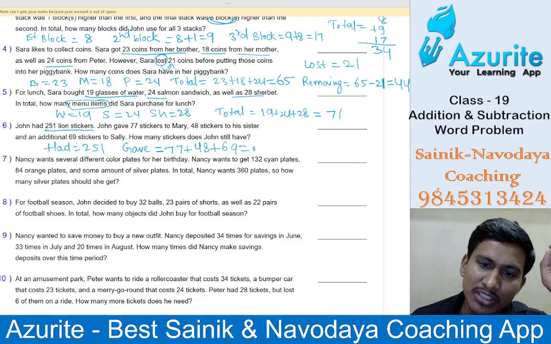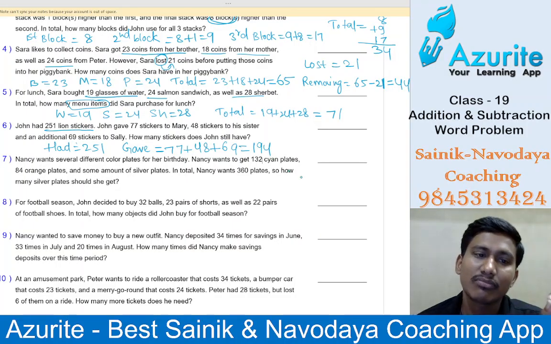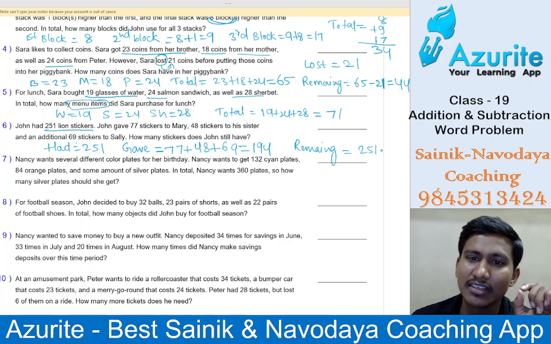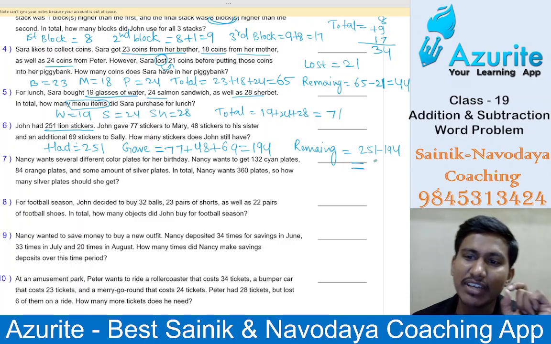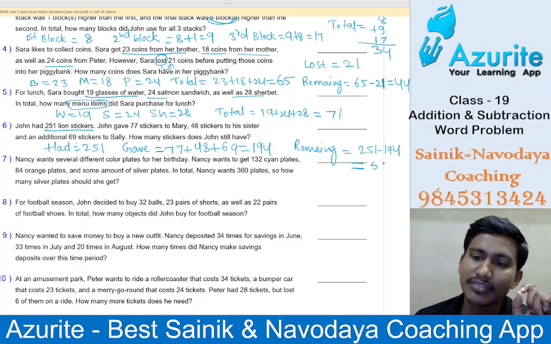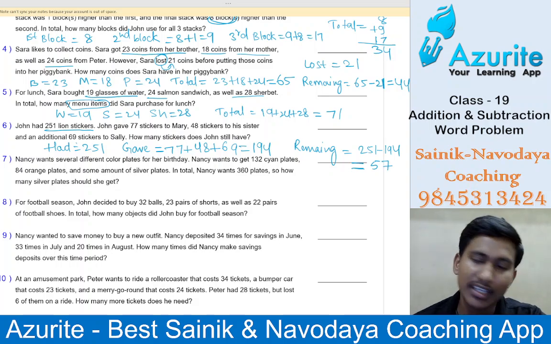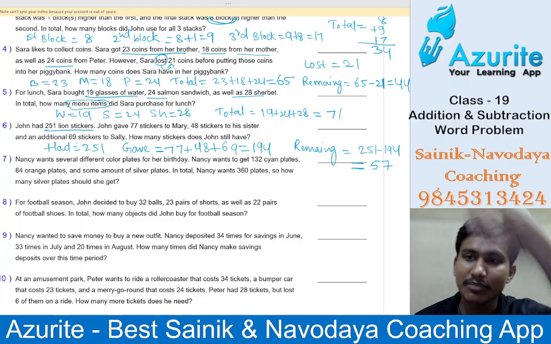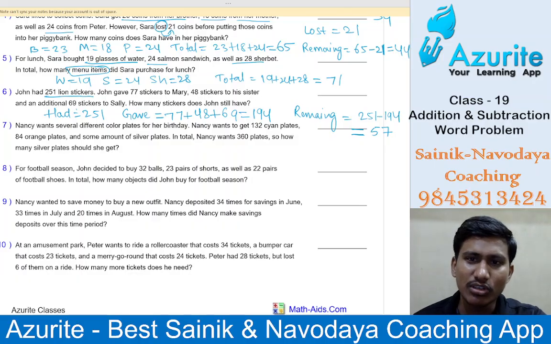So he gave how much total? 194 he gave. In 251. So remaining will be how much now? Remaining will be 251 minus 194. So if you minus it, you will get the answer. So here it will be remaining with 57. So 57 he will be remaining with. Understood? That is the answer for that. 57 remaining.